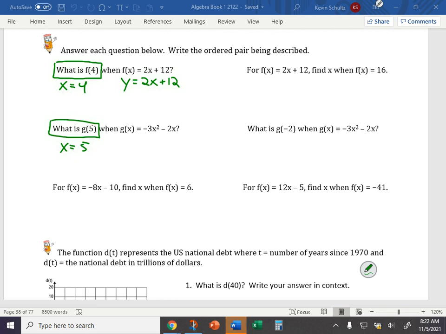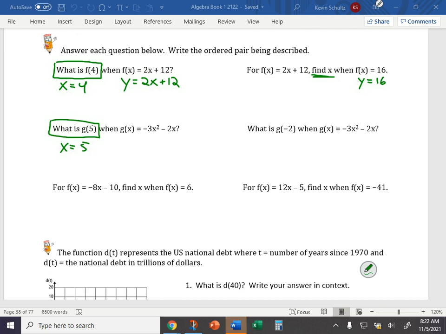The second column, for f of x equals 2x plus 12, find x when f of x equals 16. What's going on here? You're being given the value for y, right? Y equals 16. Okay, you're solving for x. You've got two clues here. First of all, f of x is the same as y, so y equals 16, and it says find x. Okay?